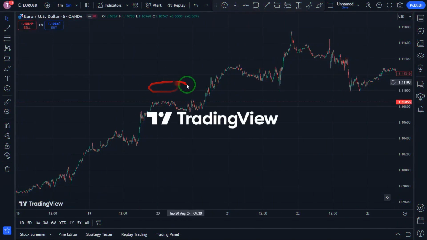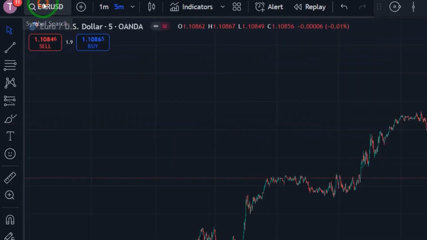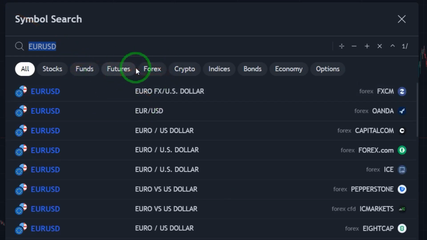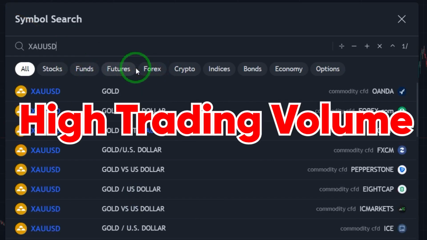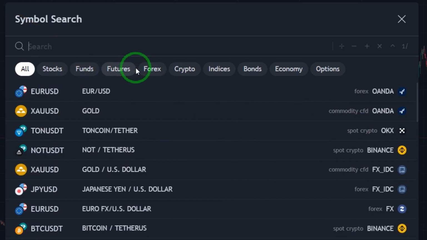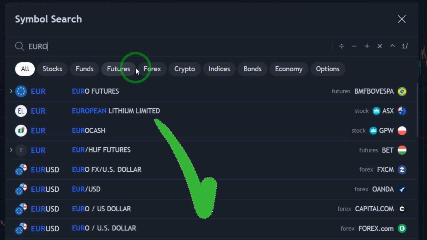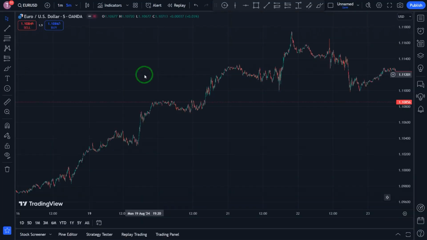First of all, we need to go to the TradingView website. After that, we should head to the symbol section and select the symbol on which we want to conduct our trades. I recommend choosing a symbol with high trading volume and significant price fluctuations, as this will allow our trades to close with profit sooner. This strategy can be used on all symbols, whether from Forex, crypto, or even the stock market. It depends on your preference.